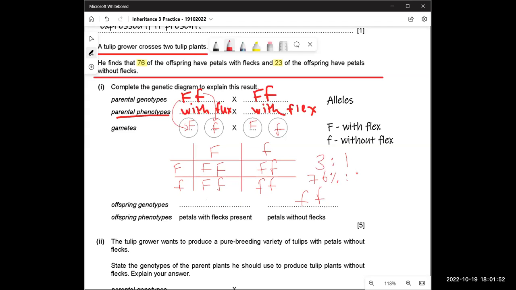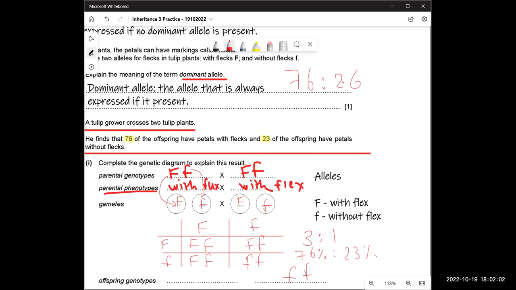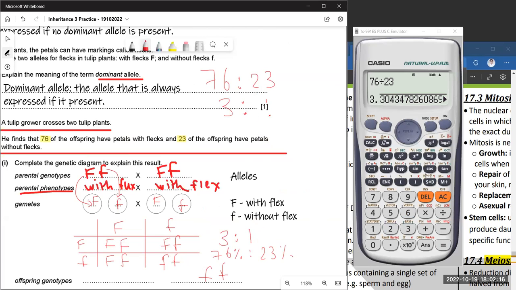Now, when you see this in your question, you can try it yourself as well. Whenever they say something like this, make a ratio, then simplify it. How will you simplify? Divide 76 by 23, and what do you get? Look at the calculator. 76 divided by 23, you get about 3.3. So about 3:1.